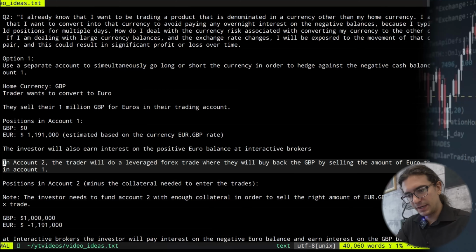So in account number two, this is what they need to do. They need to do something called a leveraged forex trade, and they need to go and basically short the EUR.GBP currency pair.